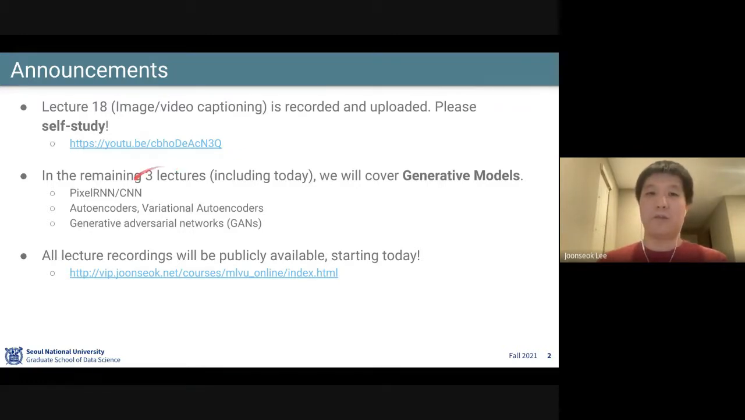In the remaining 3 lectures, including today, we are going to talk about generative models. It is split into 2 parts. The first part is anything other than GAN, generative adversarial networks, and the second part will be about GAN. The first part consists of PixelCNN and RNN, and autoencoders and its variants like variational autoencoders.